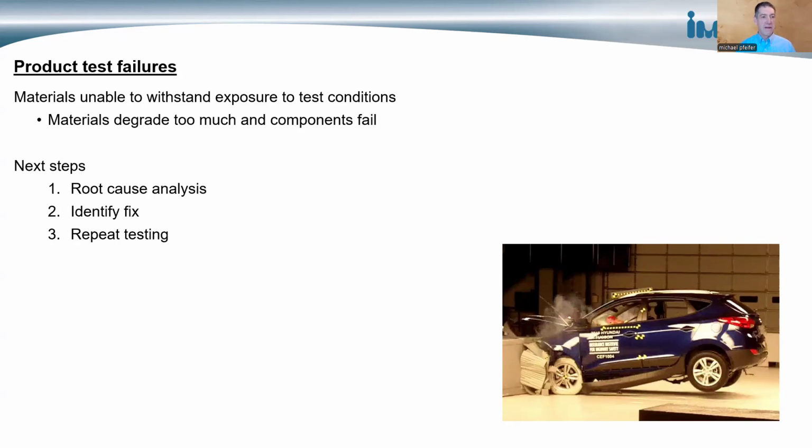They have to identify a fix, put that fix in place, and then they have to go about and repeat the testing. A lot of organizations, they're hopeful that they're going to pass the testing the first time, and they will often develop their timelines based on passing the testing the first time. And when there are problems, then that upsets the schedule. The root cause is poor material selection. They selected materials that were not capable of withstanding exposure to the use conditions.